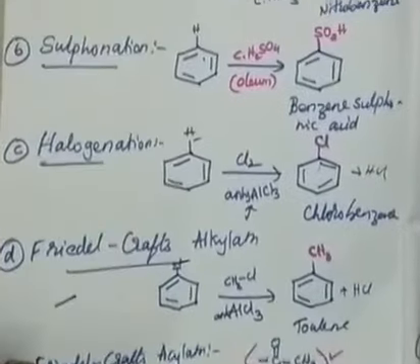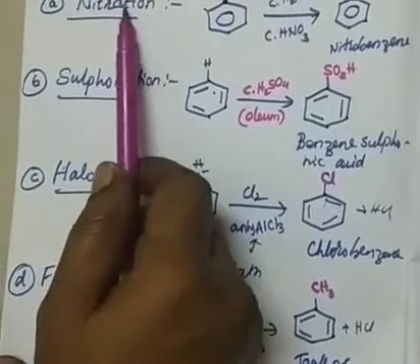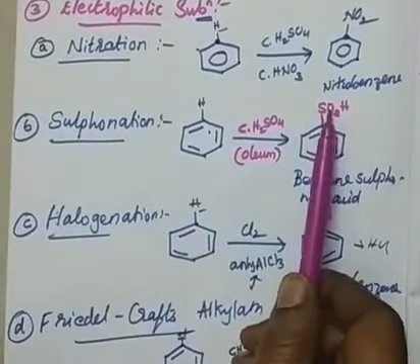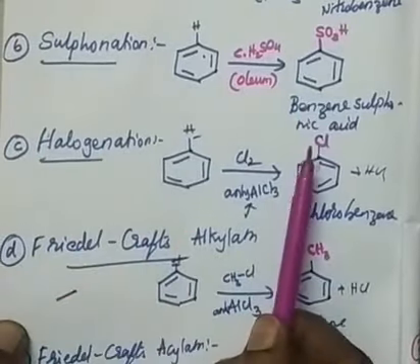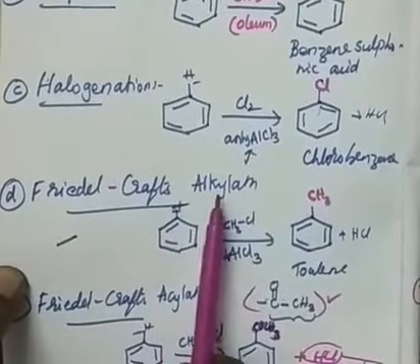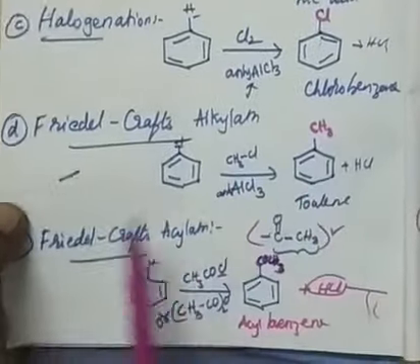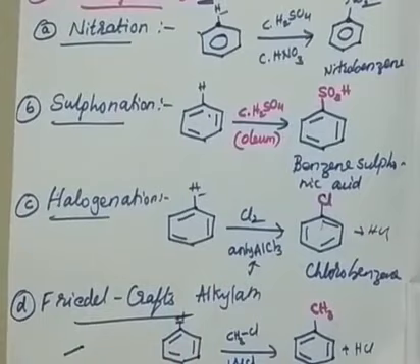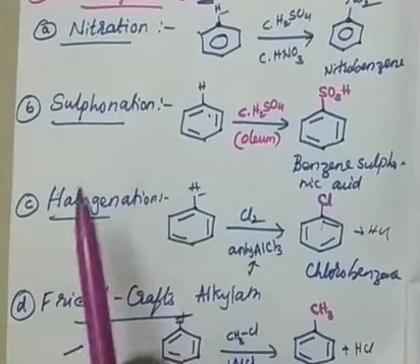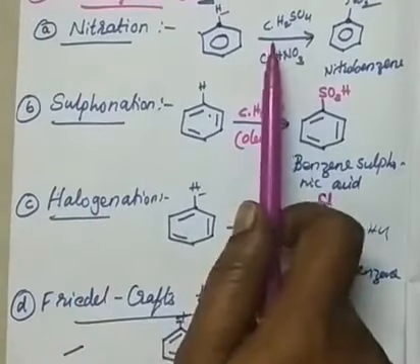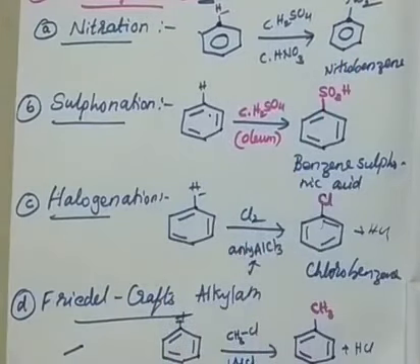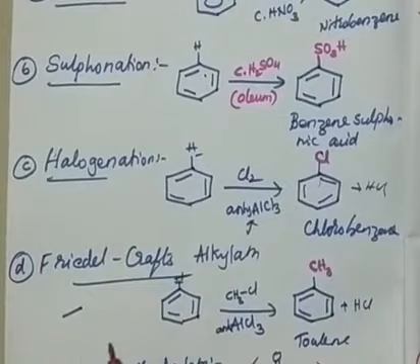Again I repeat all five reactions. Nitration, nitro group is substituted. Sulfonation, sulfonic acid group is substituted. Halogenation, halogen is substituted. Alkylation, alkyl group is substituted. Acylation, acyl group is substituted. So these five reactions are very, very, very important for you. First, remember what the reaction is, what the reagent is, and what product is formed. Please make a note. Then we have to discuss the full mechanism of this in the next class.